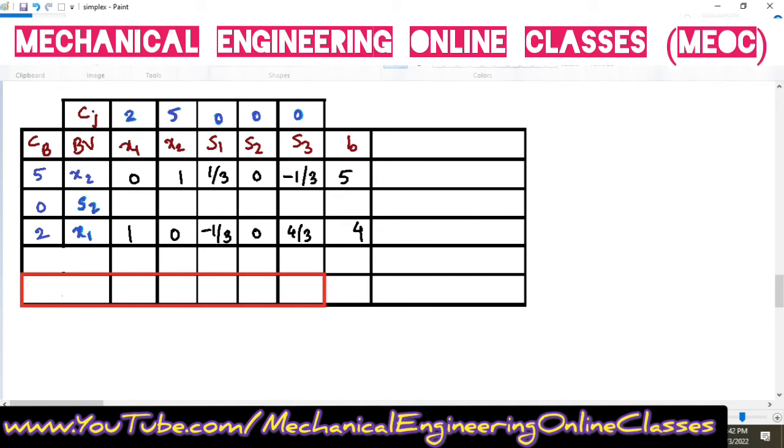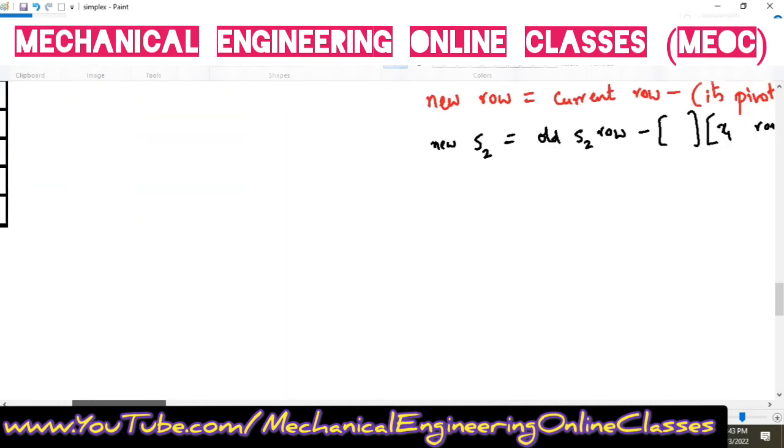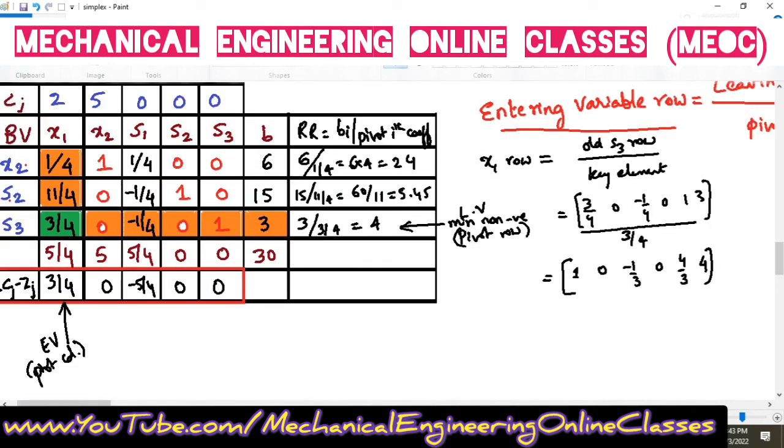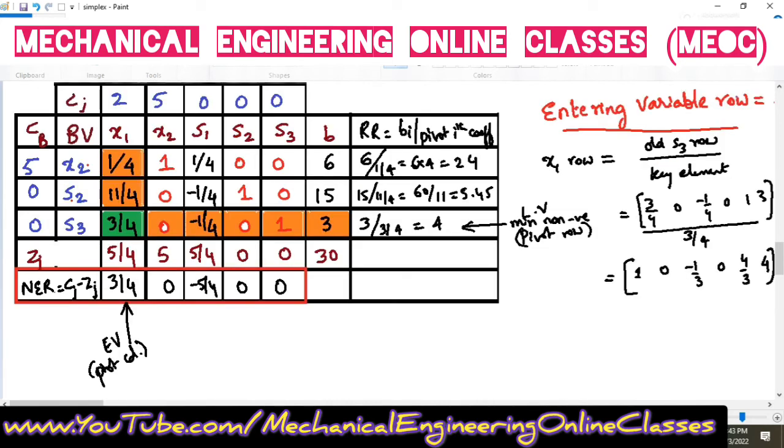In a similar fashion we will write the S2 row also, new S2 row. New S2 row is equal to old S2 row minus its pivot column coefficient into the new pivot row, which is x1 row. What is its pivot column coefficient? It is 11 by 4. So this is equal to old S2 row, which is 11 by 4, 0, minus 1 by 4, 1, 0, 15.